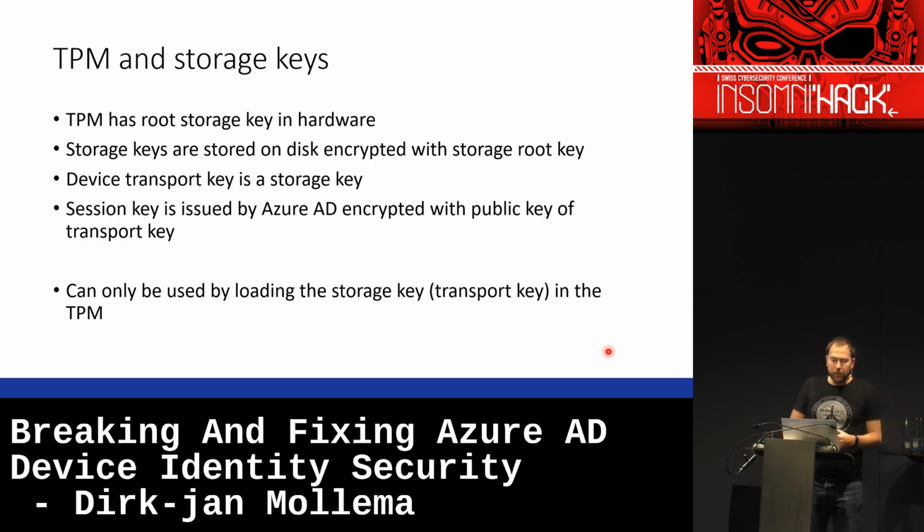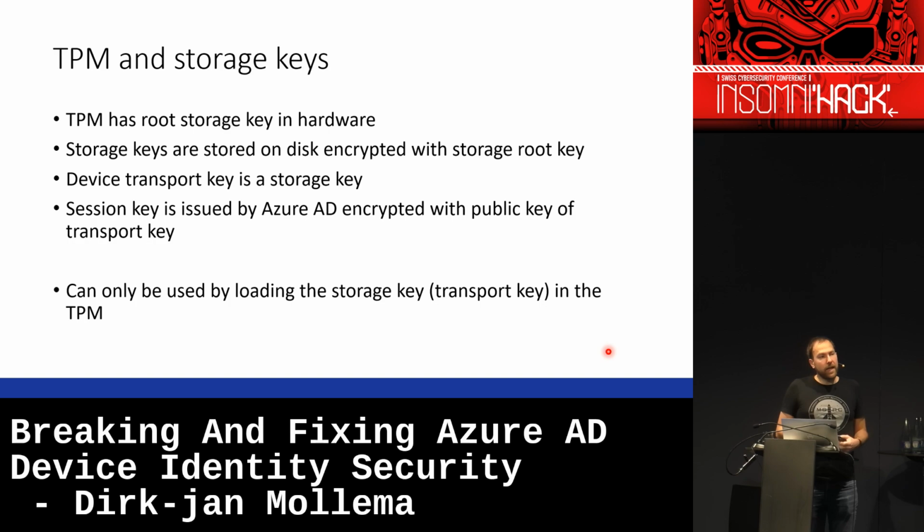So the TPM is quite a small chip, so you cannot store 100 keys in there. But the TPM has a root storage key that's stored in hardware. And then any additional keys, such as storage keys that you can use to store encrypted data, can be stored on disk, but they're always stored in an encrypted format. So the transport key that the device generates is actually a storage key in TPM terms.